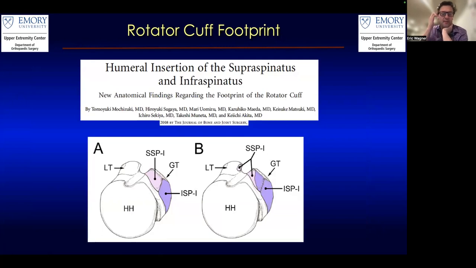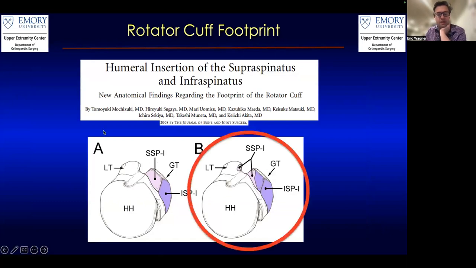This is a really cool study published actually in 2008, so it's not that new anymore. But it really showed us that A is how they used to think about the supraspinatus, and B is how it actually is when you look at the anatomic dissection. A vast majority of that greater tuberosity, the place where the rotator cuff inserts, is actually infraspinatus. Only a very small part of it is actually supraspinatus.